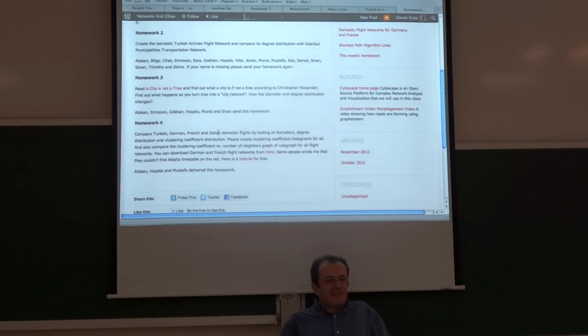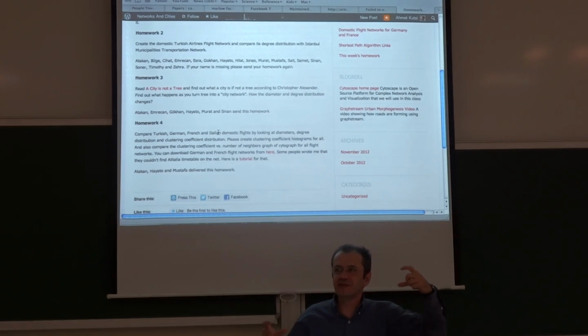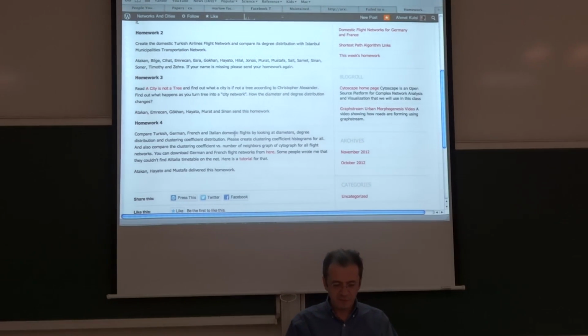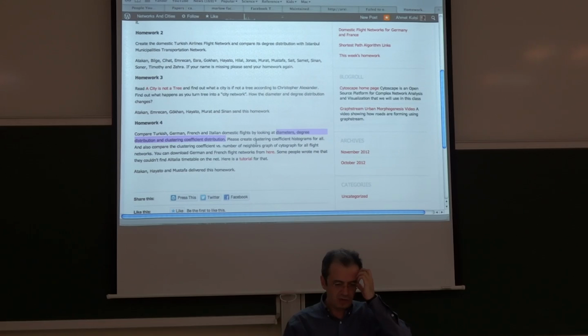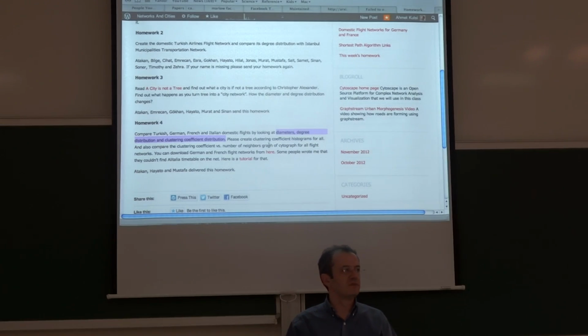Anyway, I chose Italy because Italy is sort of long. I was thinking that maybe it will have an effect, being narrow and long. So that was the reason. Then we asked for several things: comparing the domestic flights of these countries with the diameter, degree distribution, and clustering distribution. Then we talked about clustering coefficient histograms for all, and also the clustering coefficient versus number of neighbors graph using Cytograph. So that was it.